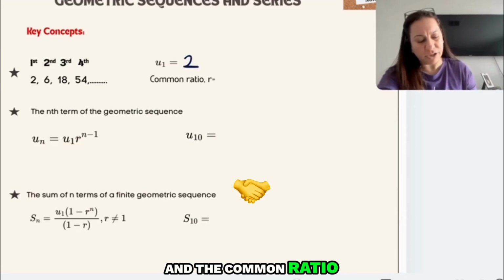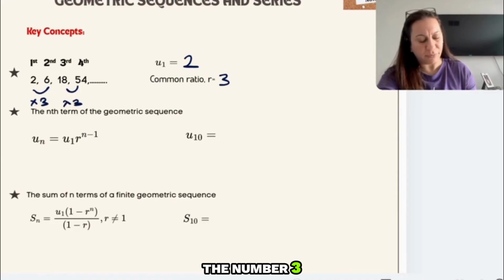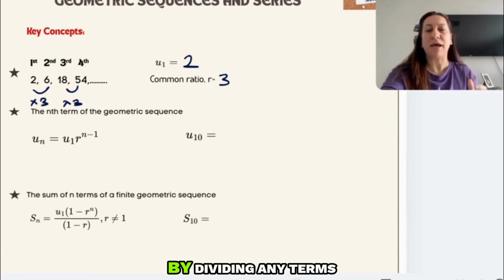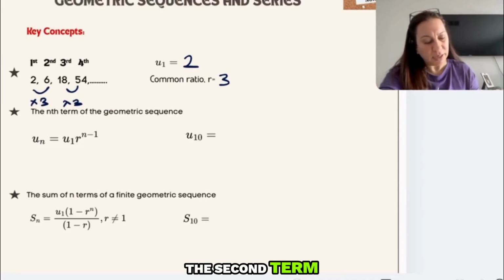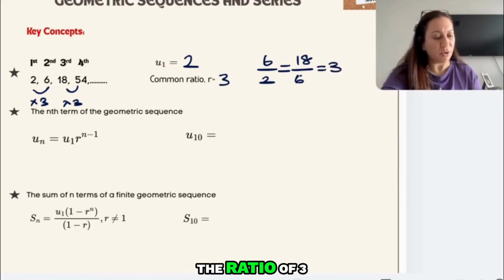and the common ratio is 3, because as you see, each term is multiplied by the number 3. The common ratio can also be determined by dividing any term by the preceding term. For example, the second term divided by the first equals the third term divided by the second. That will yield us the ratio of 3.